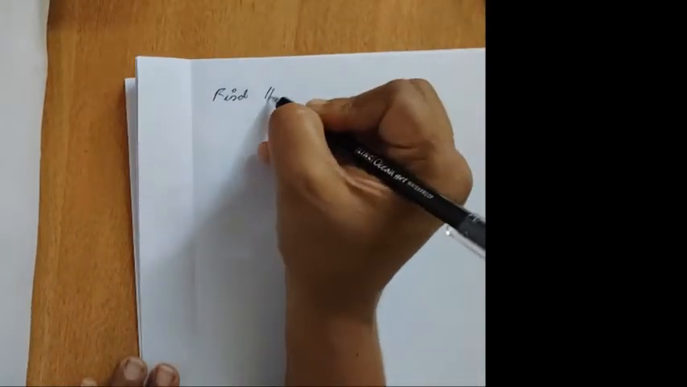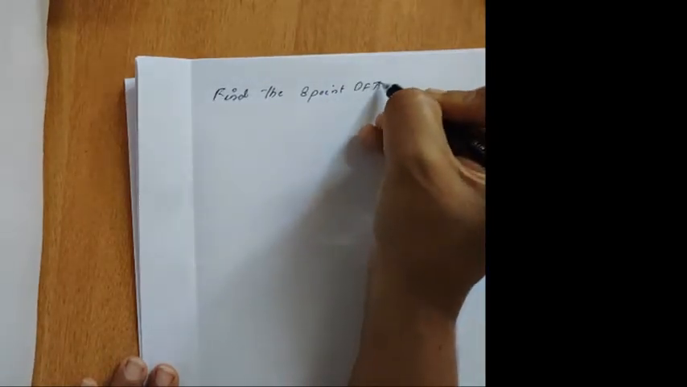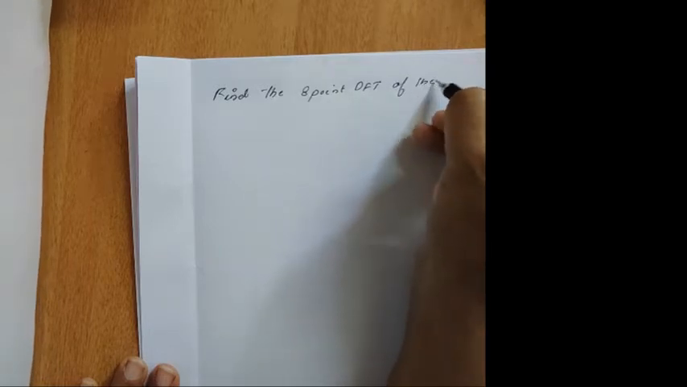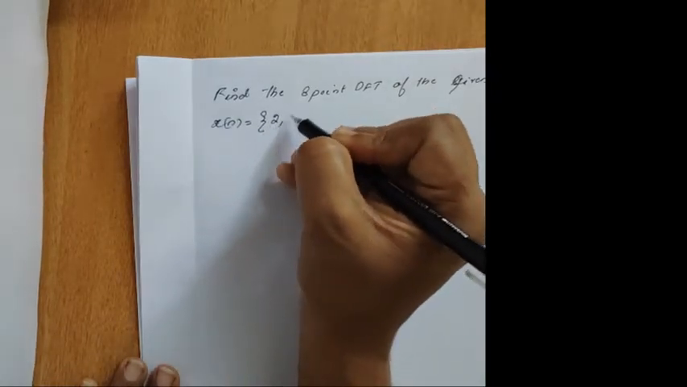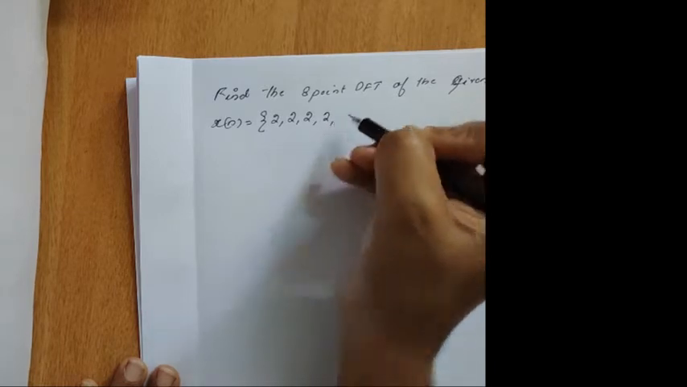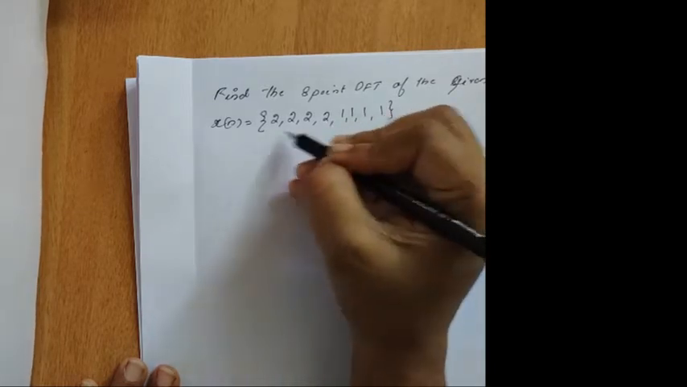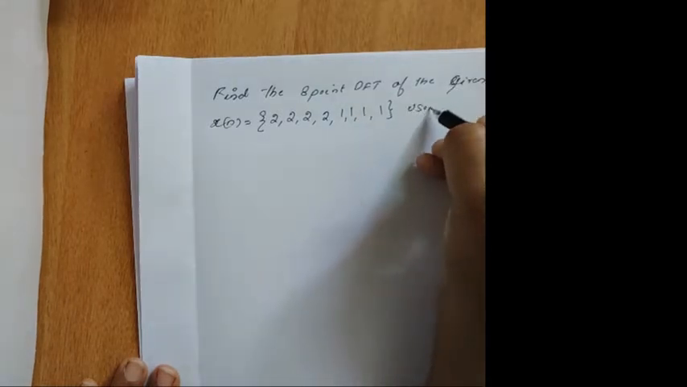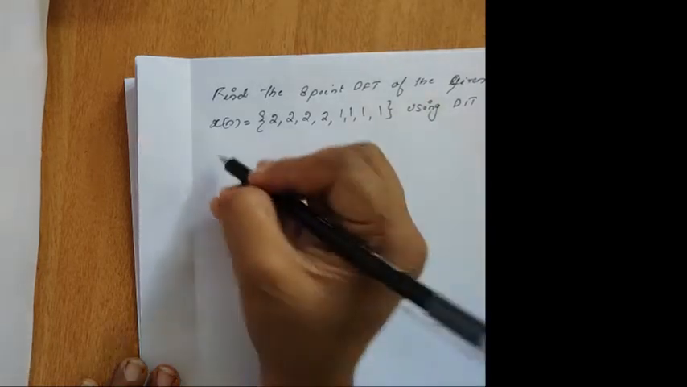Find the 8-point DFT of the given sequence x of n is equal to 2, 2, 2, 2 followed by 1, 1, 1, 1, using the DIT FFT algorithm.